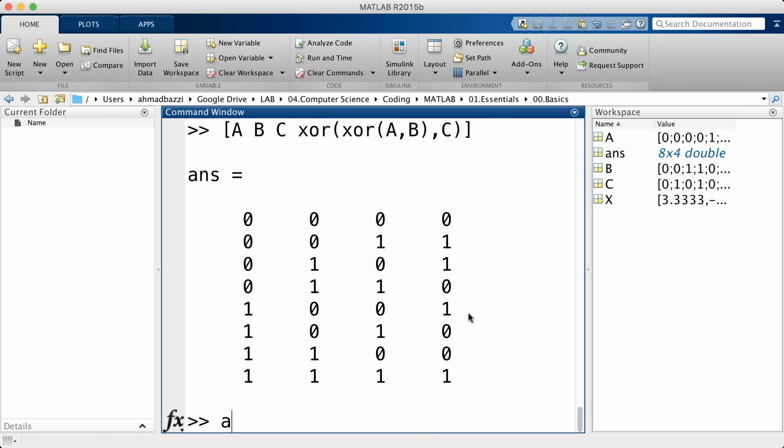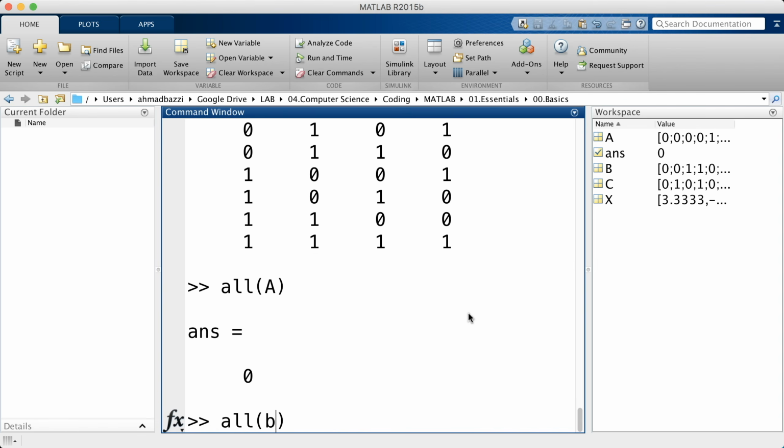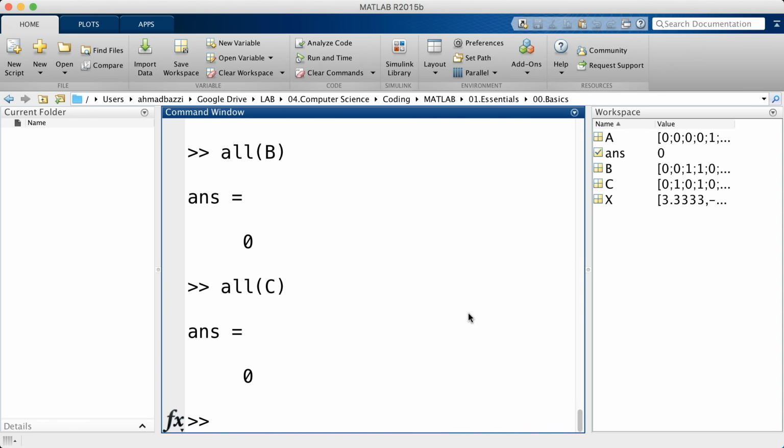Now we've got a function called all. In case I say all A, it's 0, all B is 0, all C is 0. Why is that? Because they contain at least one 0 entry. So if I go ahead and say all A plus epsilon, it's a 1, because now we have no 0 entry. Seeing it clearer, all 1, 1 is 1. 2 is 1, 1, 0 will be 0, okay?